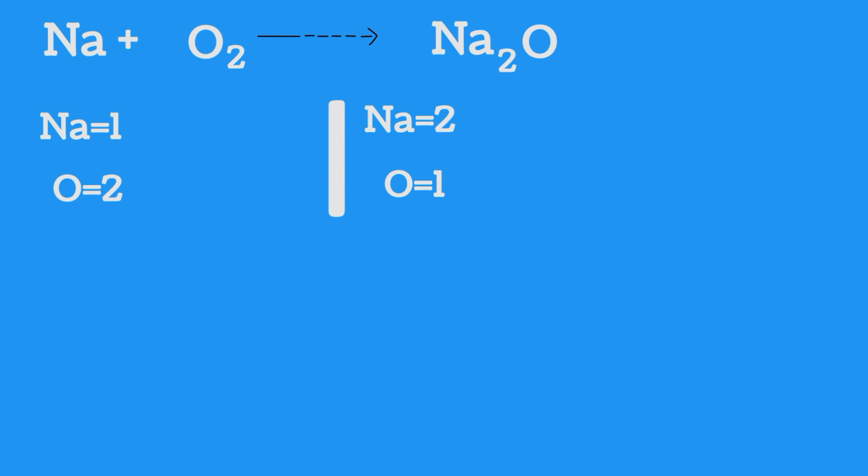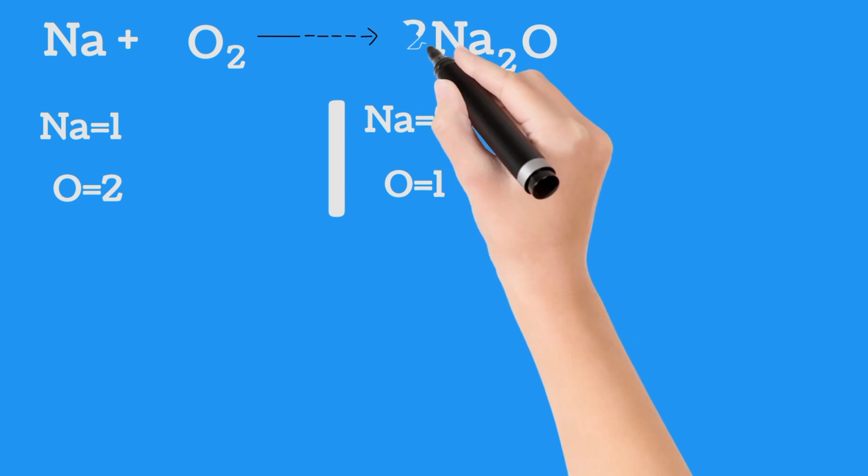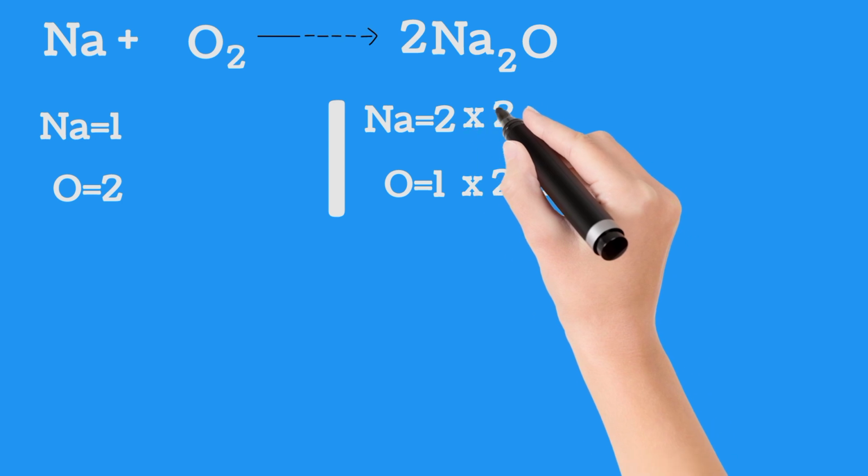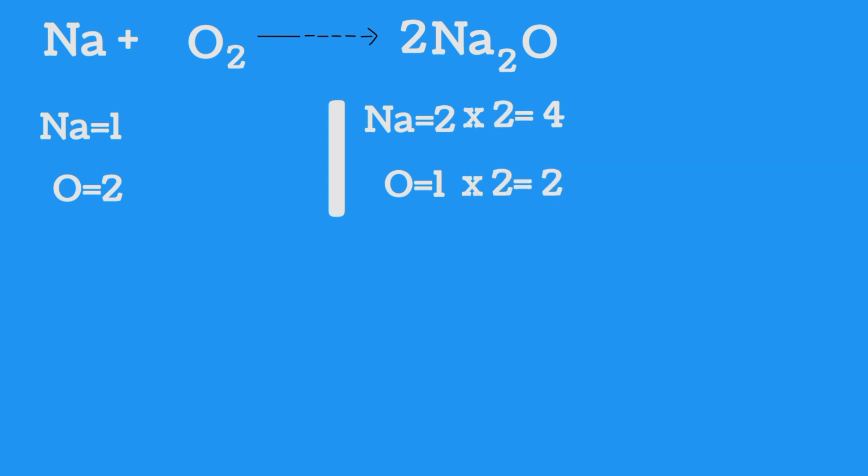So we start balancing by adding 2 in front of Na2O. When you add 2, we're trying to balance the atoms on both sides. Now the number of oxygen atoms is 2, that is 2 times 1 atom before. Now that of the sodium, we have 2 times the 2 atoms of sodium that were there before. So you have 4 atoms of sodium and 2 atoms of oxygen on the right.